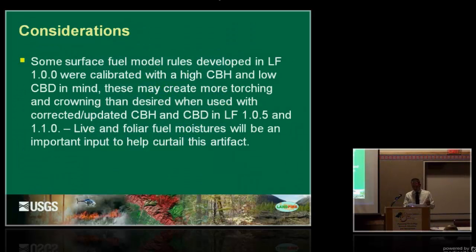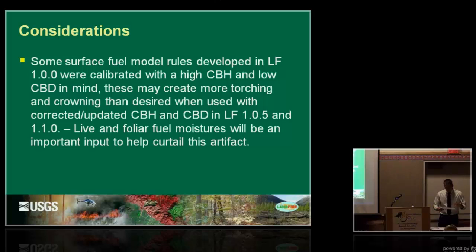Some surface fuel model rules developed in LANDFIRE 1.0 were calibrated with a high canopy base height and a low canopy bulk density in mind. This isn't something we told people to do. It just happened during calibration in certain areas. People like Charlie, a fire behavior analyst, did that automatically in their heads. He knew that if he gave an area a TU5, it would counteract these things, so he didn't have to tell us that. That's one of the artifacts in LANDFIRE National.